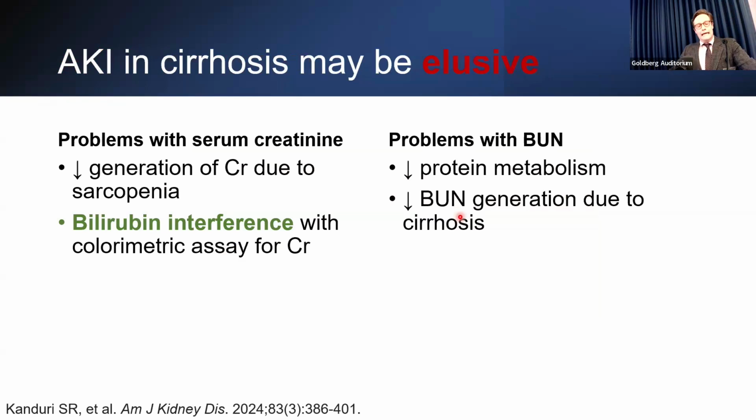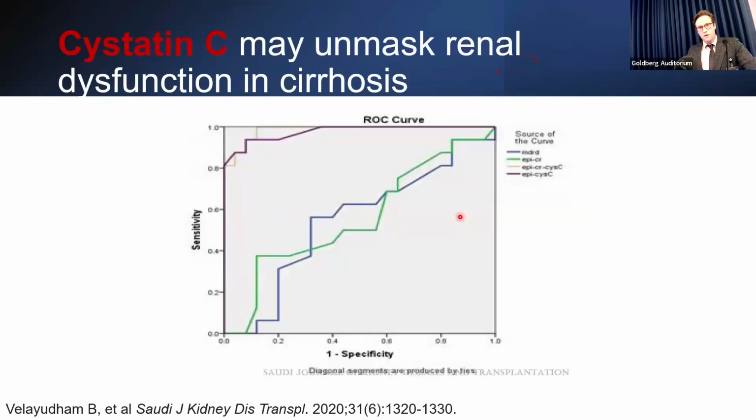Also, diagnosing AKI through standard KDIGO guidelines can be rather elusive. Sarcopenia can affect creatinine generation in the setting of cirrhosis, and hyperbilirubinemia, depending on your assay, can interfere with the proper detection of serum creatinine. The use of BUN can also have similar problems, as you can see here. The use of cystatin C can actually unmask renal dysfunction in cirrhosis. The caveat being, just like creatinine, it needs to be in a steady state.